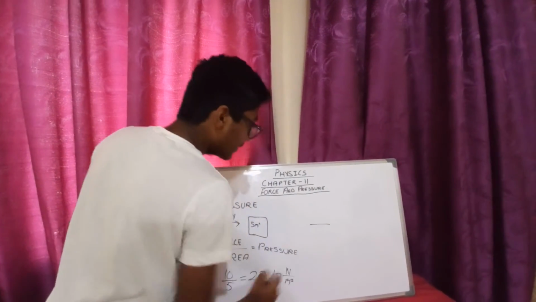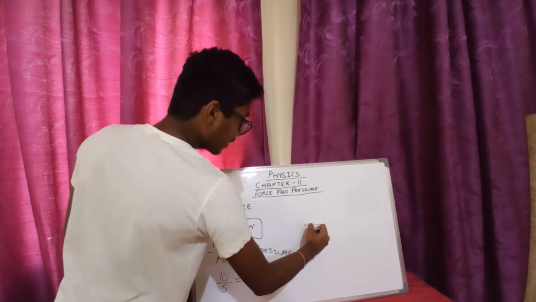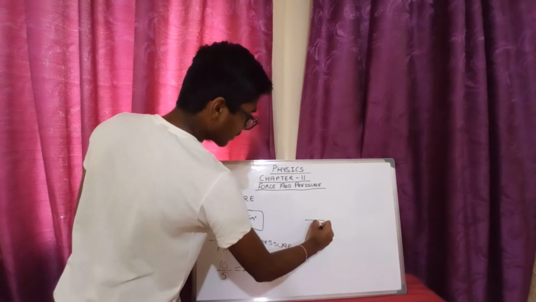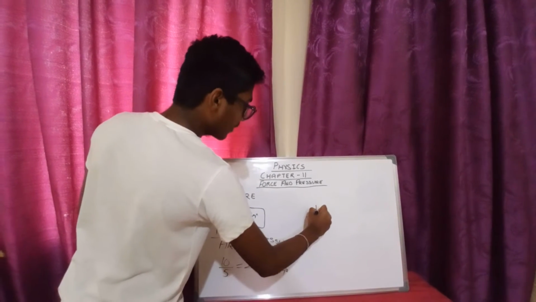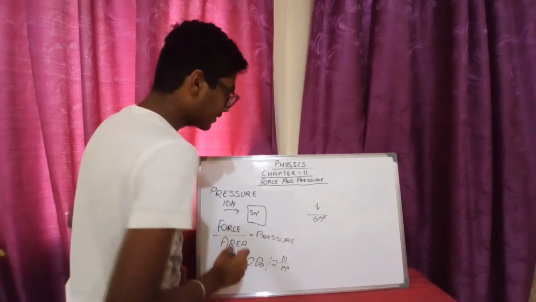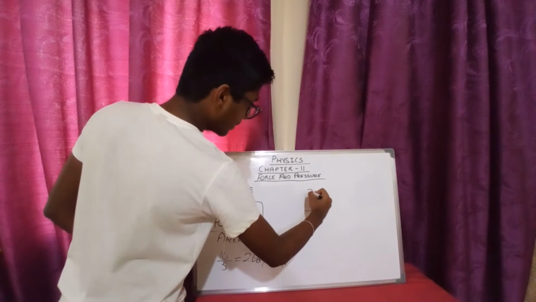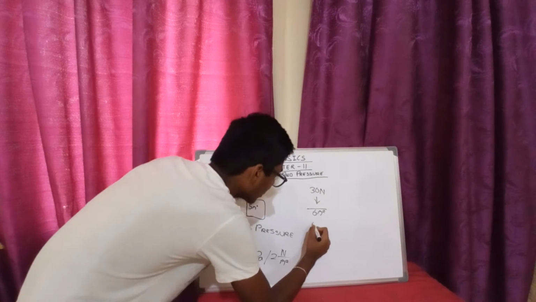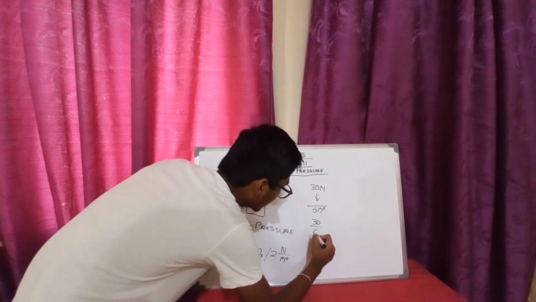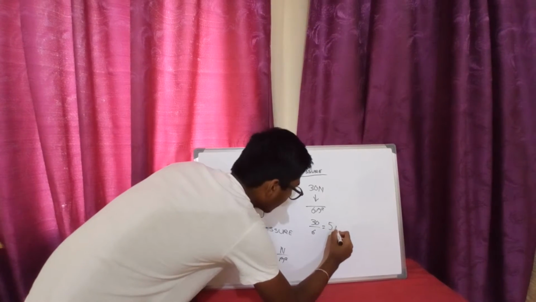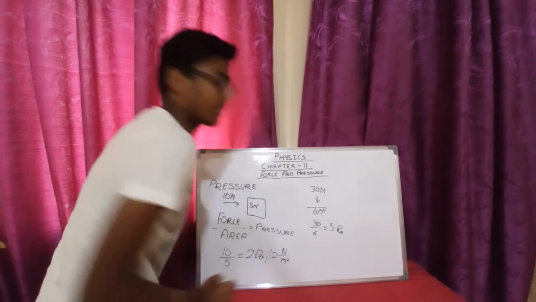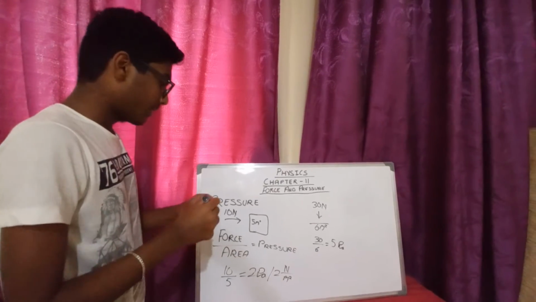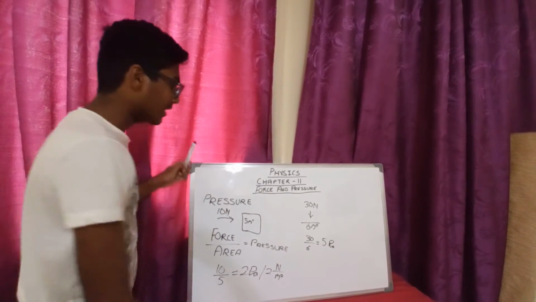This is a table. This table is 6 meters square, and you are putting some books on it, and the force is 30 newtons. So how much is the pressure going to be? Pressure will be 30 upon 6, that is 5 pascals. Okay, so this is what pressure is.